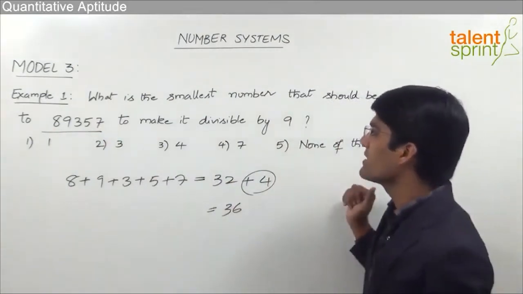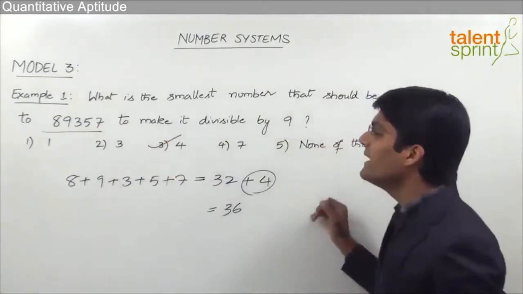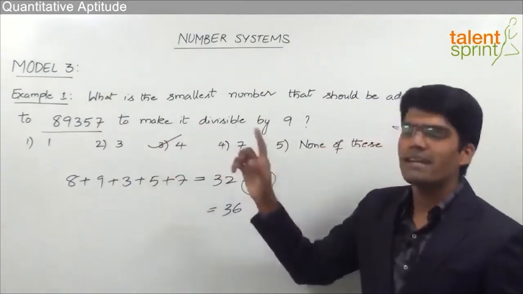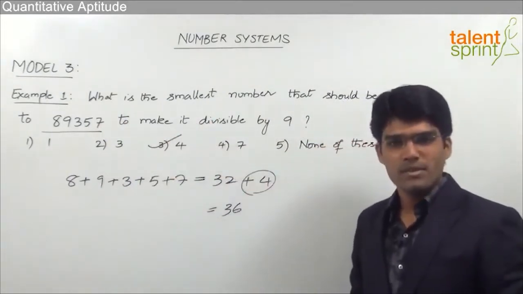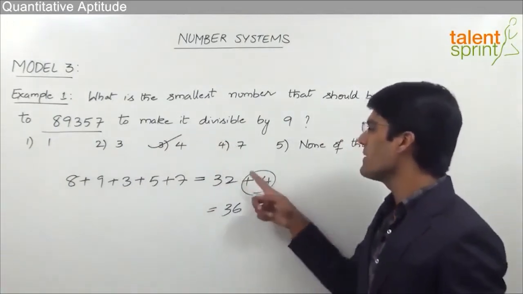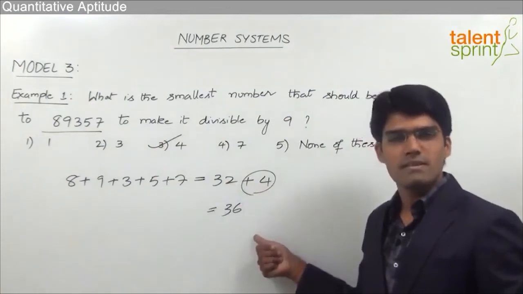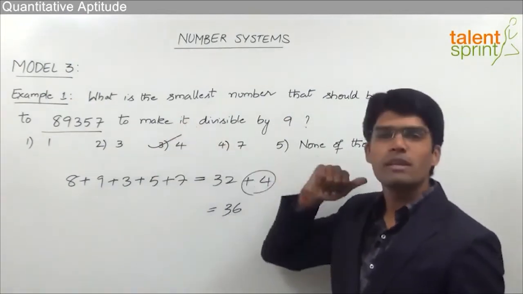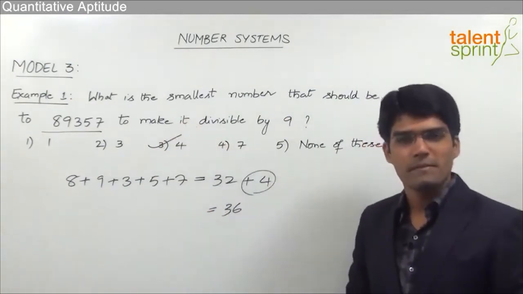So the correct answer for this question should be 4. That means we need to add 4 so that the number becomes divisible by 9. So the very simple point here is to find the sum of the digits and check what should be added to this sum so that it becomes divisible by 9. The same number when added to the given number makes it divisible by 9.